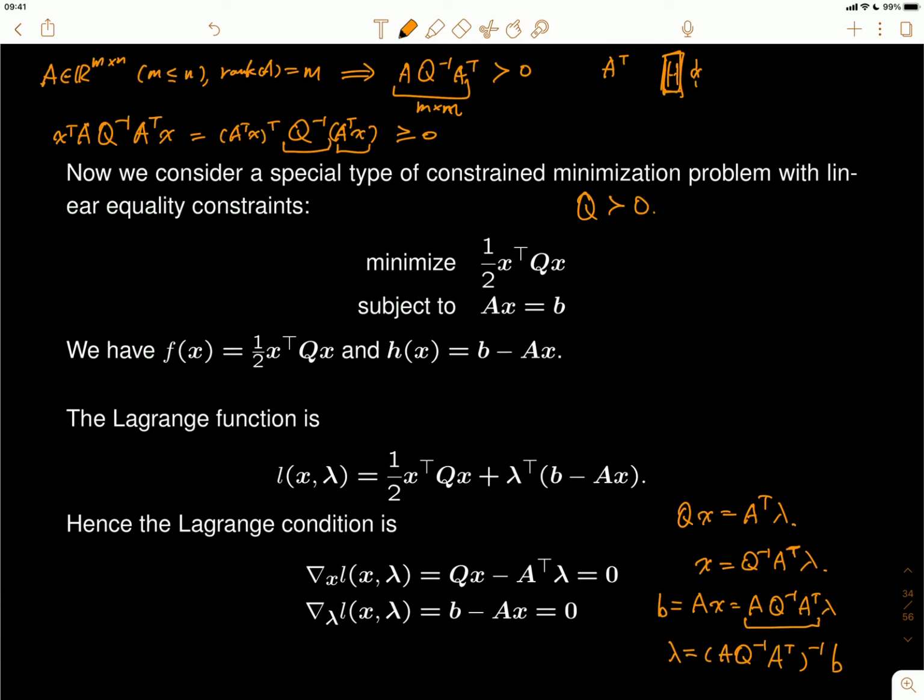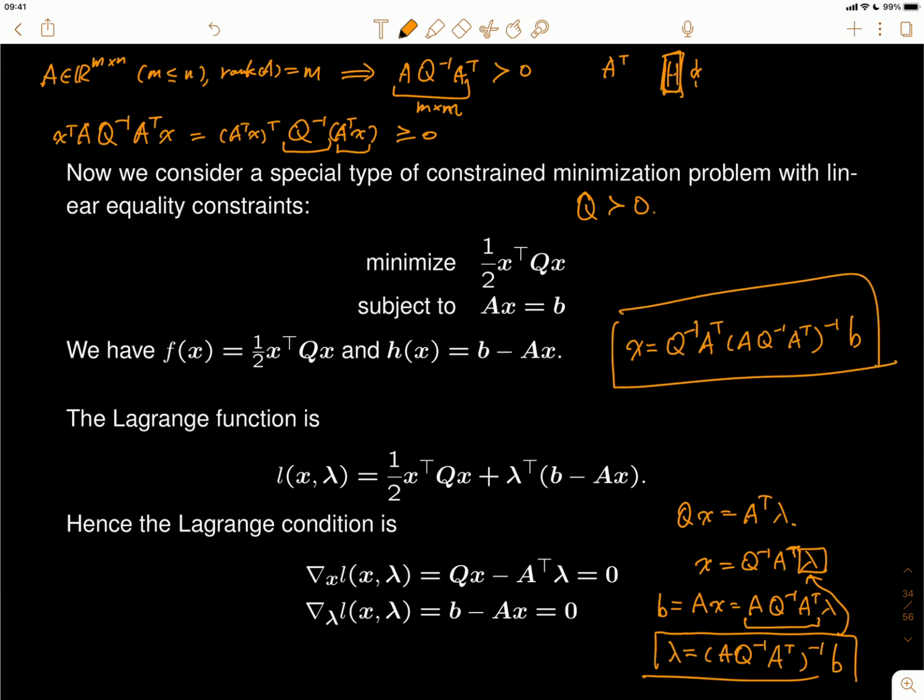Now this is my lambda, and I can put it back in here to solve for x. The x is just Q inverse A transpose times lambda, which is Q inverse A transpose times A Q inverse A transpose inverse times b. So that's the solution for this problem. We do actually have a closed form solution for this kind of special constrained minimization problem. In practice, there are many applications where we're solving such problems with different Q, A, and b.